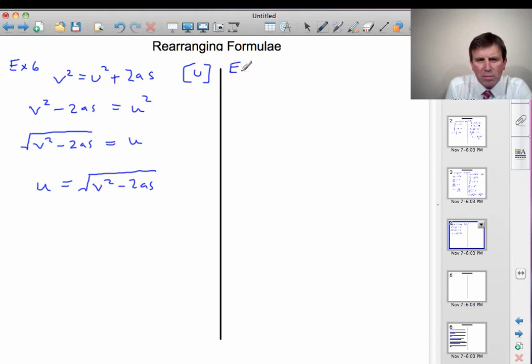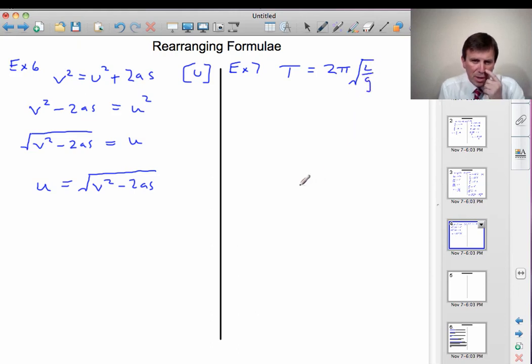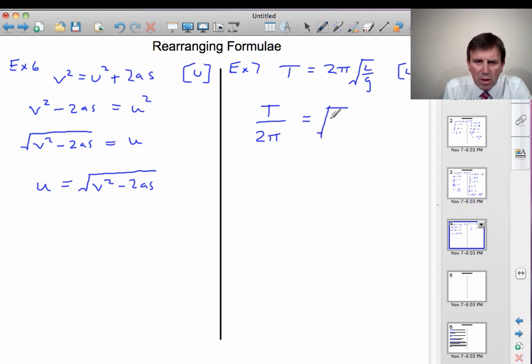Example 7. T equals 2 pi times the square root of L over G. That's the time period for the swing of a pendulum of length L. And I want to rearrange it to make L the subject of the formula. So, first thing I'm going to do is isolate the square root sign. So I'm going to divide the equation through by 2 pi. And I get t over 2 pi is equal to the square root of L over G.